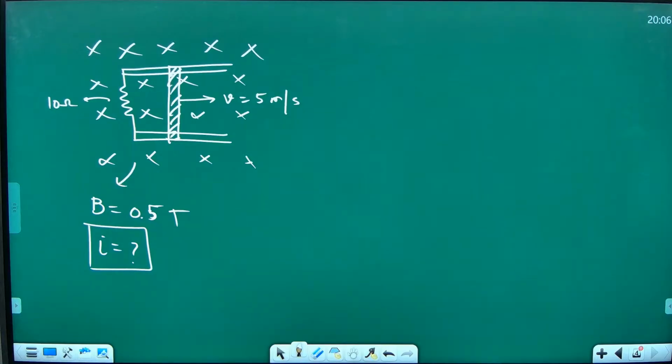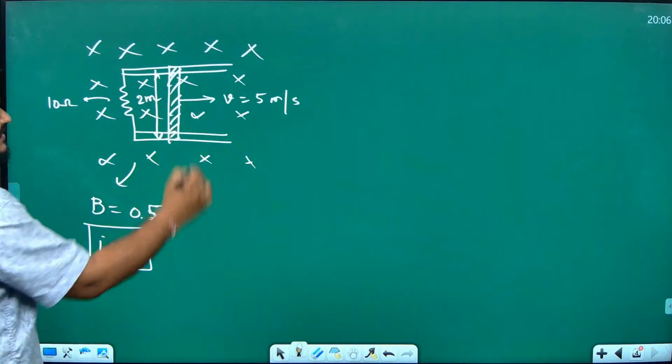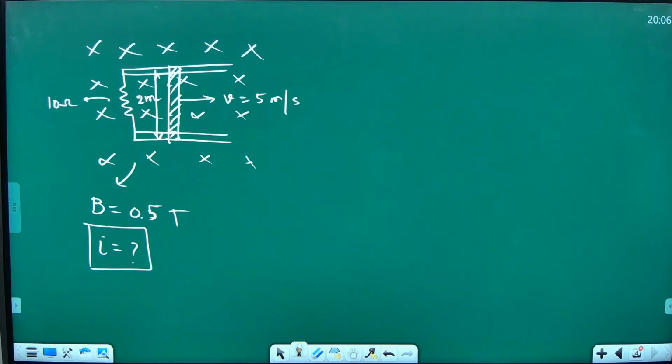Magnetic field is, good question. Length of the wire is 2 meter. Wire means this rod is 2 meter. Yeah, 0.5 ampere, sir. Yes, you are right, Akhilesh. Yes, 0.5. 0.5 is correct.